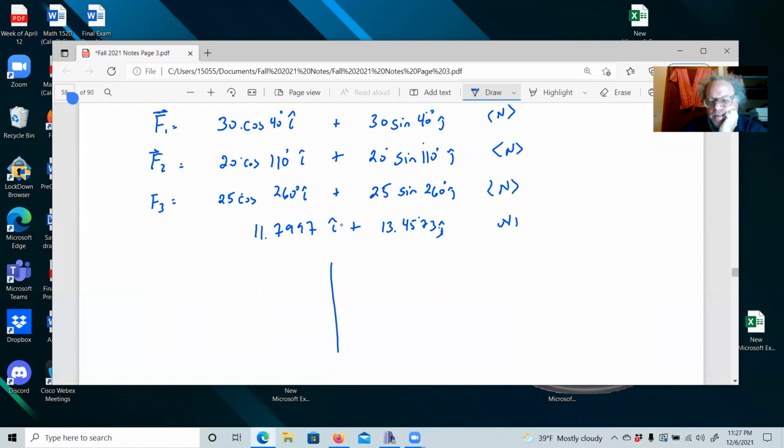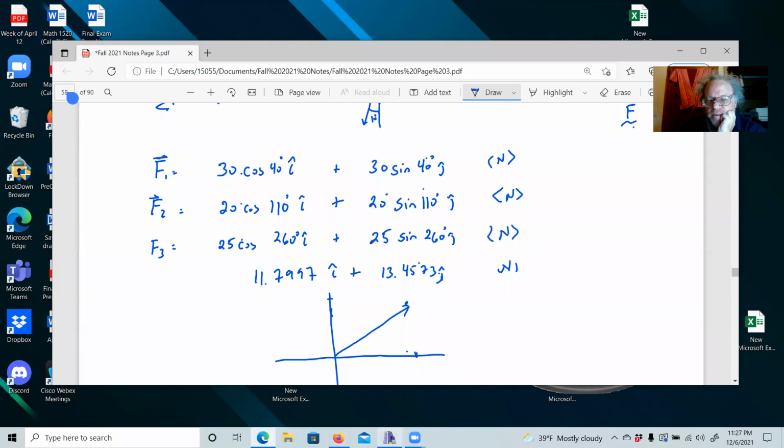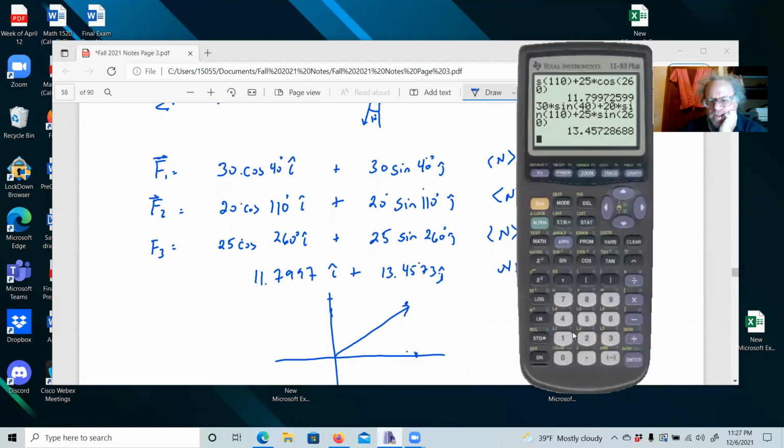We have 11 point something i hat, so almost 12 i hats, and then 13 point something j hat, and that is going to be our resultant. So if you think, did you get the negatives? Well, let's look. 20 times cosine of 110. It automatically comes out that way, so you don't have to keep track of it separately by yourself.